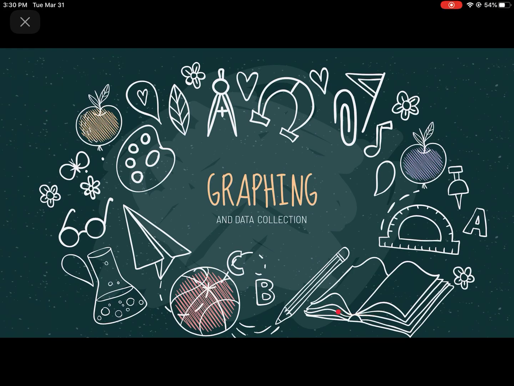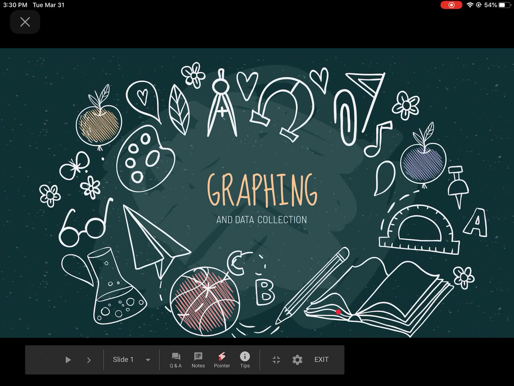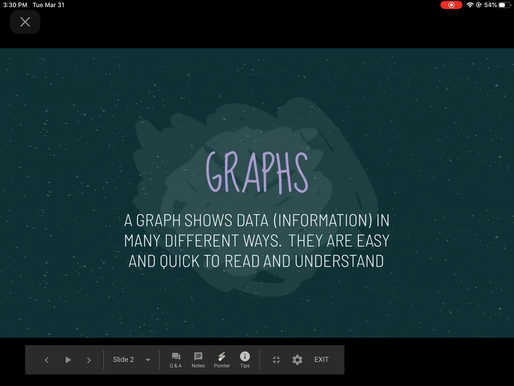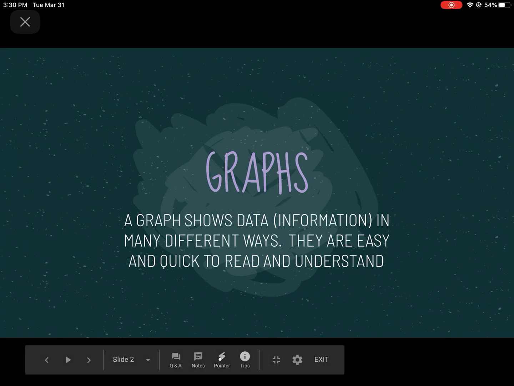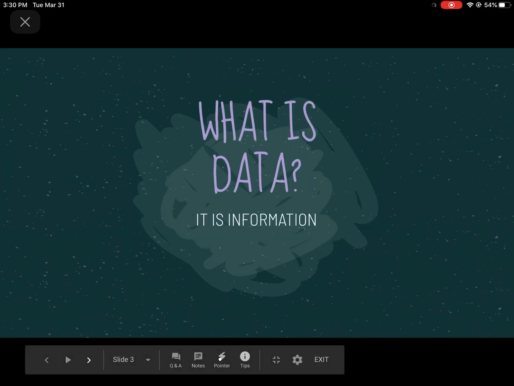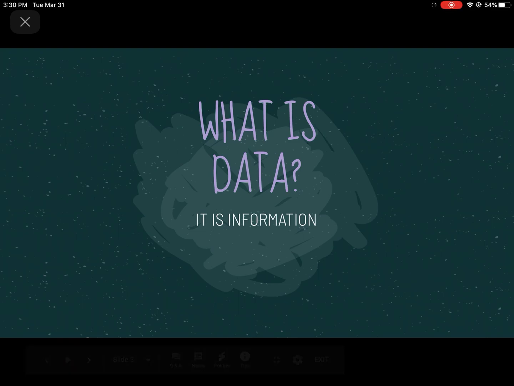So, what is a graph? A graph shows data, which is a fancy word for information, in many different ways. They're easy and quick to read and understand. So that's an easier way for people to collect information and to show it in a visually appealing way to make it very easy. So again, data is information.